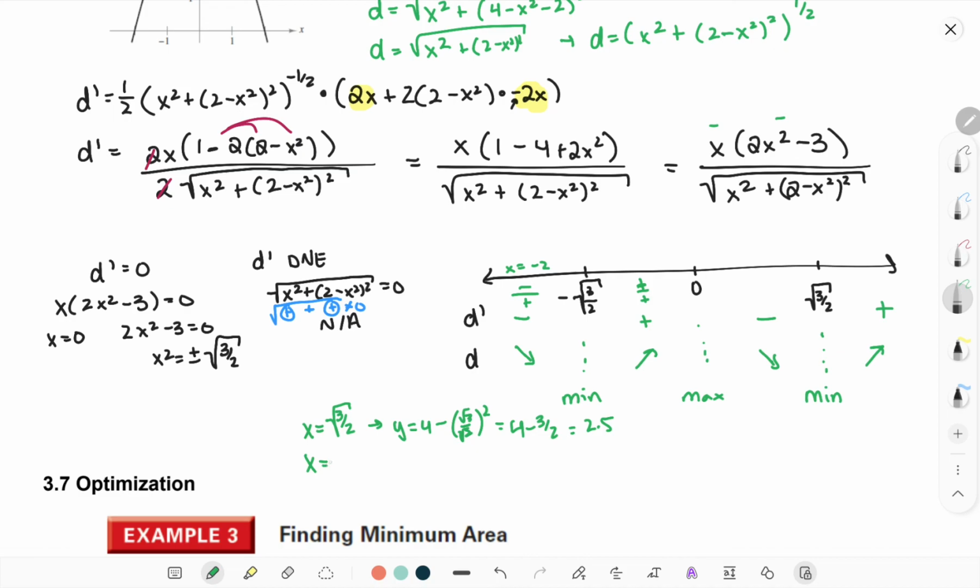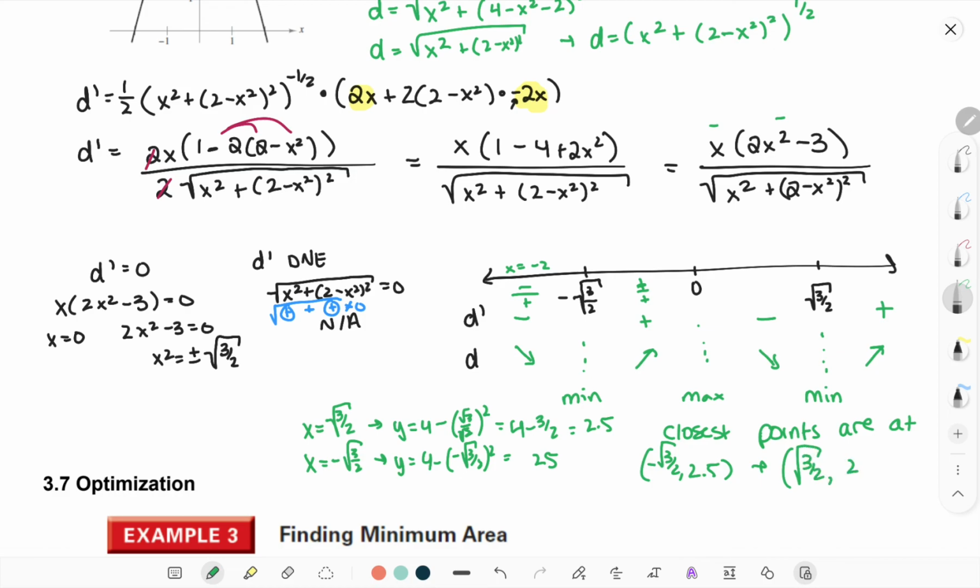Same thing is going to happen when x is negative root 3 over 2. Y is 4 minus negative root 3 over 2, but because it's squared, it comes out to the exact same value of 2.5. So closest points are at negative root 3 over 2, comma 2.5, and positive root 3 over 2, 2.5.